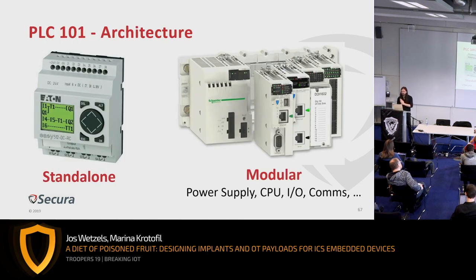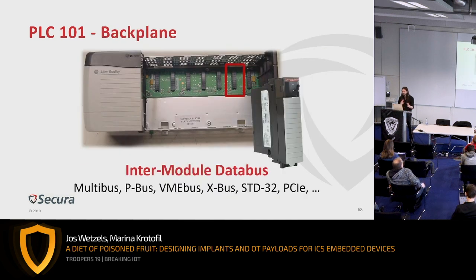When you have PLCs, they generally come in two flavors. Either they are standalone, on the left, which contains the inputs and the outputs and the core of it, or they are modular. So you have a separate power supply module, you have a CPU module, which is like the brains, and then you have input-output modules, a separate Ethernet module. And all of these modules will communicate over a backplane, which has an inter-module data bus. That can be something like VME bus, PCIe, or it can be a little bit more proprietary, like XBus or something like that.